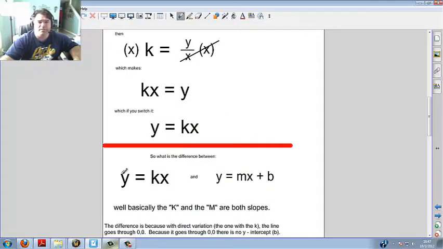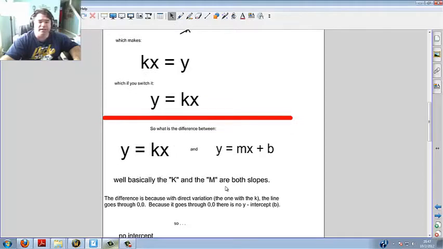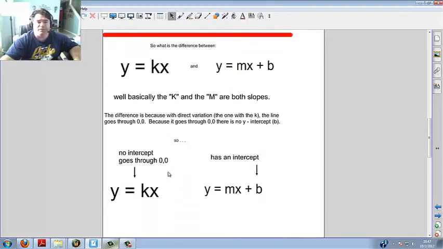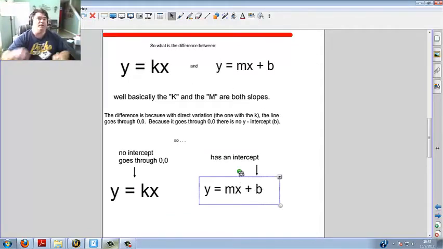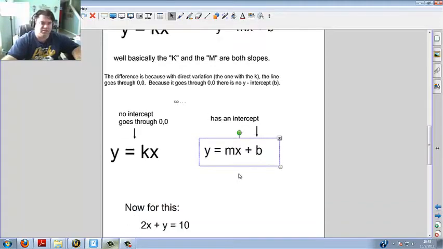So what's the difference between them? y equals kx and y equals mx plus b. Well, basically the k and m are both slopes. The difference is k means it has to go through (0, 0), and y equals mx plus b means there is an intercept. Therefore, we have to compare two separate points to find their slope.